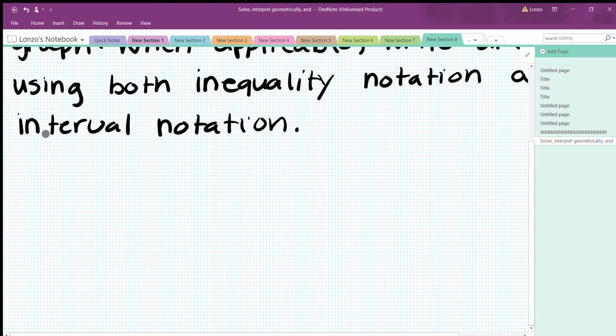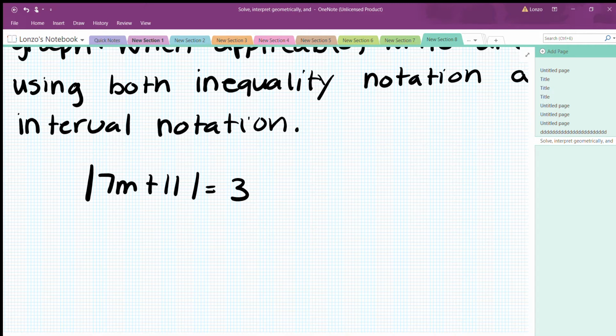Let's do this one. Absolute value of 7m plus 11 equals 3. Now remember the absolute value rules. When you have an equal sign, you're going to get two answers, a positive and a negative. We don't actually have to graph it. So you're going to get two solutions.